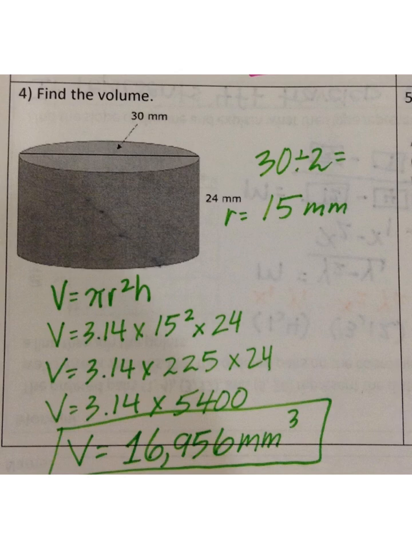So I first substituted my values, but notice right here, I didn't put 30 squared because 30 is not the radius. I have to divide by 2 first and I get 15. 15 squared is 225. And when I multiply them, I get 16,956 millimeters cubed.